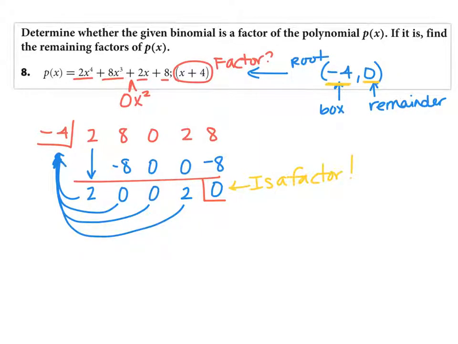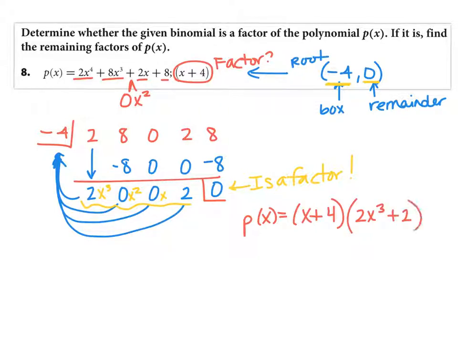Yay. All right, so what that means is I can rewrite my polynomial in a new way. Instead of leaving it like this original big polynomial that says 2x to the fourth plus 8x to the third, blah, blah, blah, I can write this in a new way. So my new polynomial is going to say p of x equals, I know that x plus 4 is a factor because I just factored it out. And I know my resulting polynomial has to do with these coefficients down here at the bottom. Remember, I started with x to the fourth, so now I have x to the third, x squared, x, and then just my constant. And we only need to list the ones that are relevant, so I'm going to list this as 2x to the third plus 2. I'm not going to list those zeros in between.